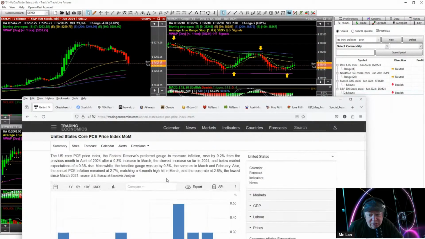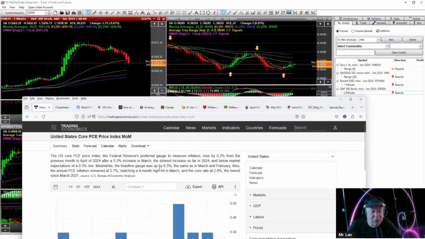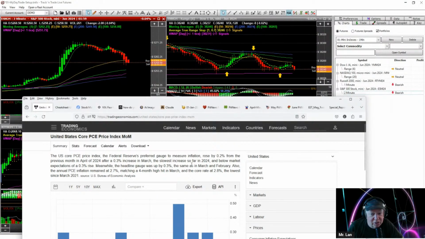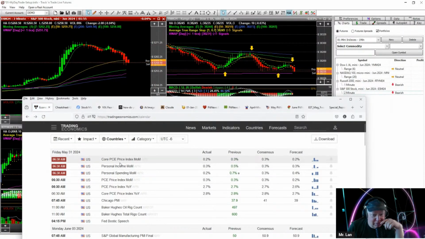Consumer inflation calendar forecast. I forgot what PCE stands for. Is it the personal consumer? I don't know. Can't remember. But it was no change. Whatever it was, no change. I'll remember here in a second.